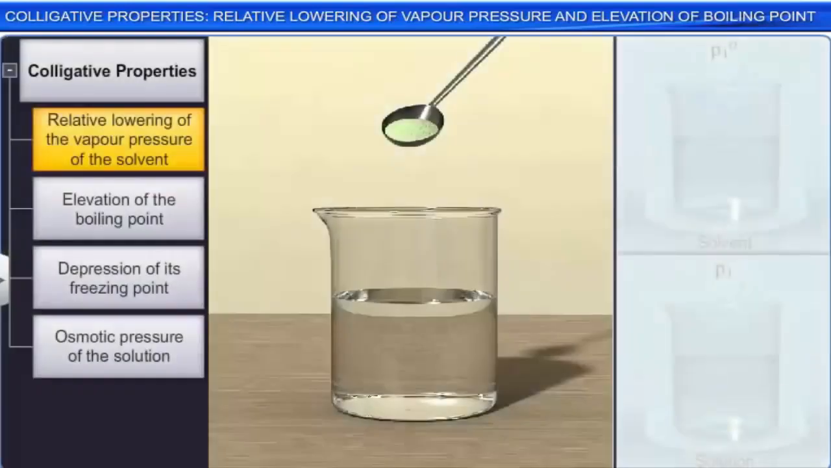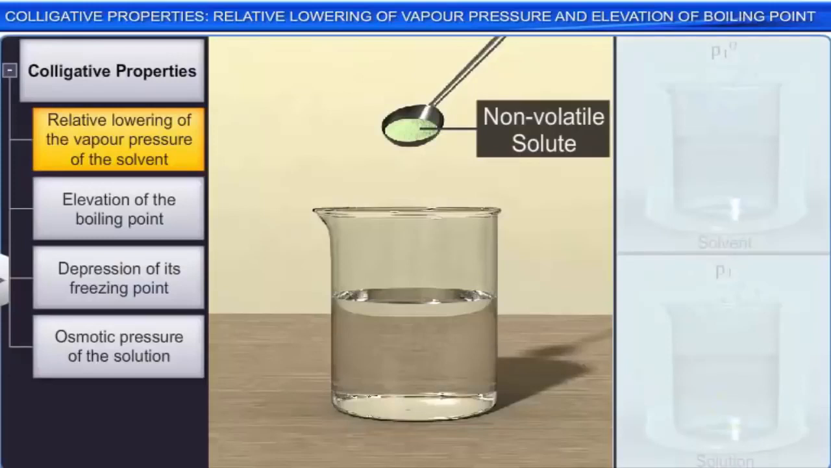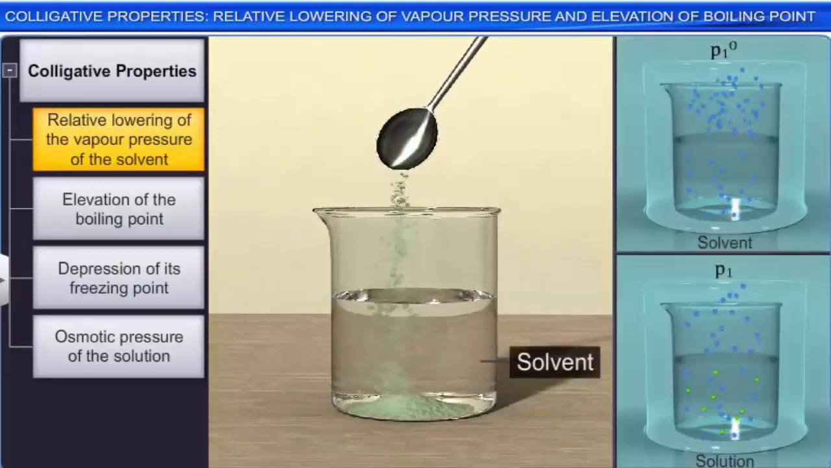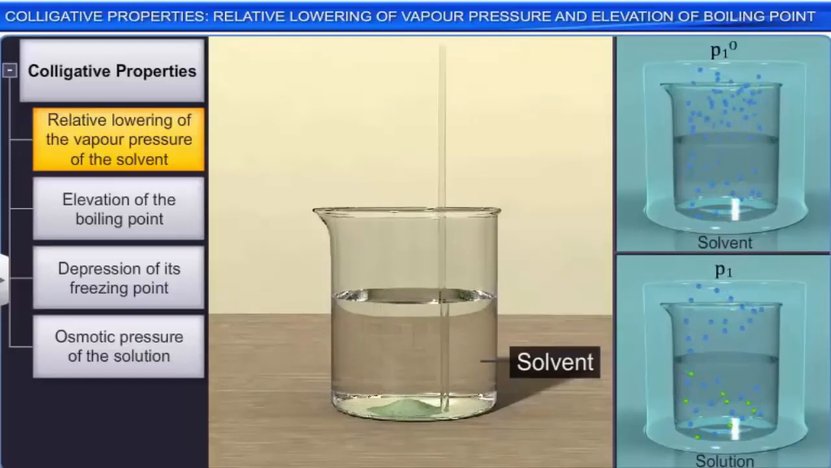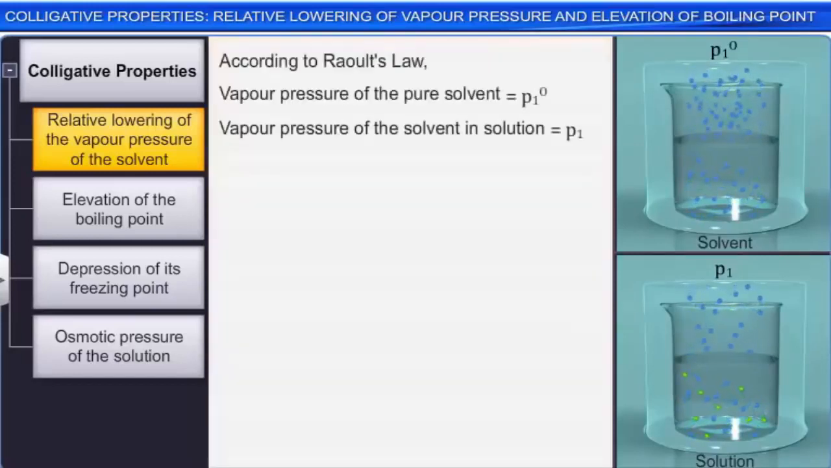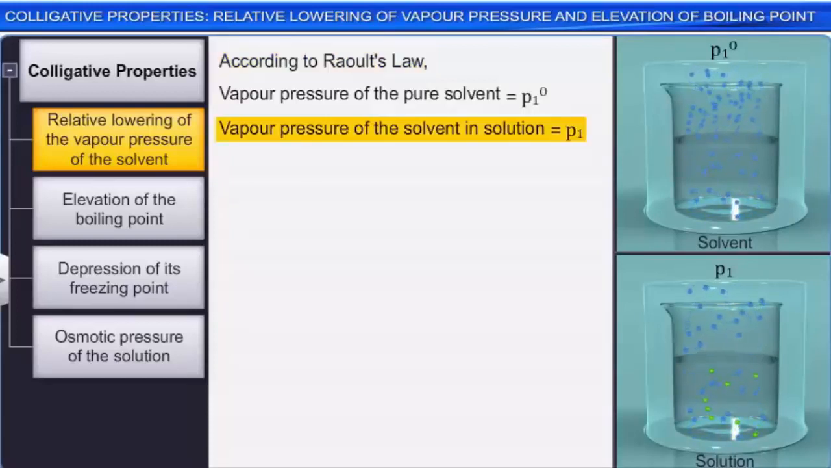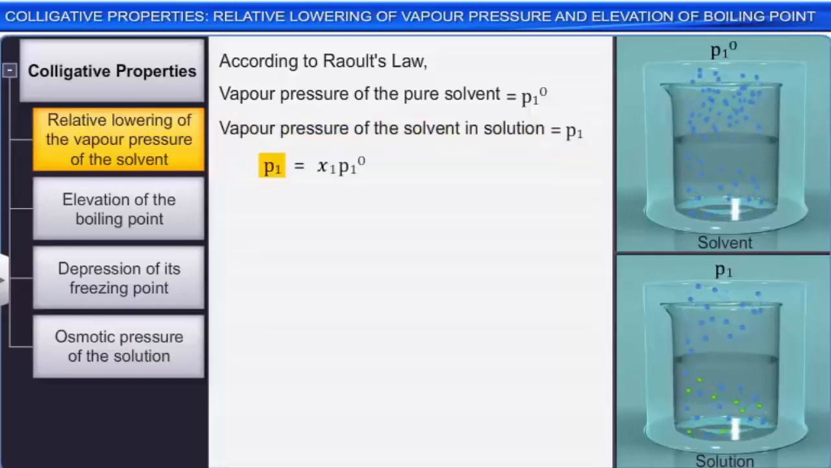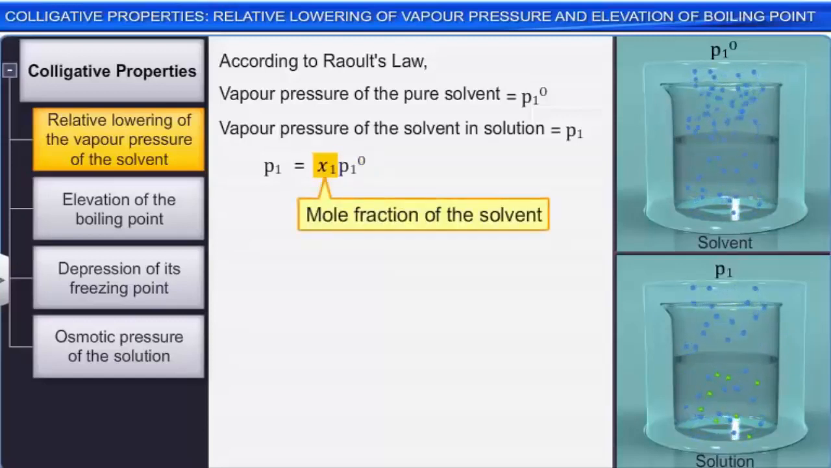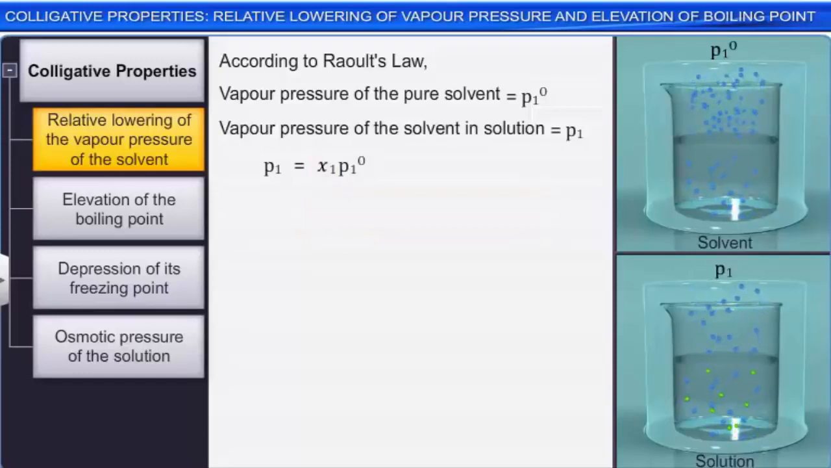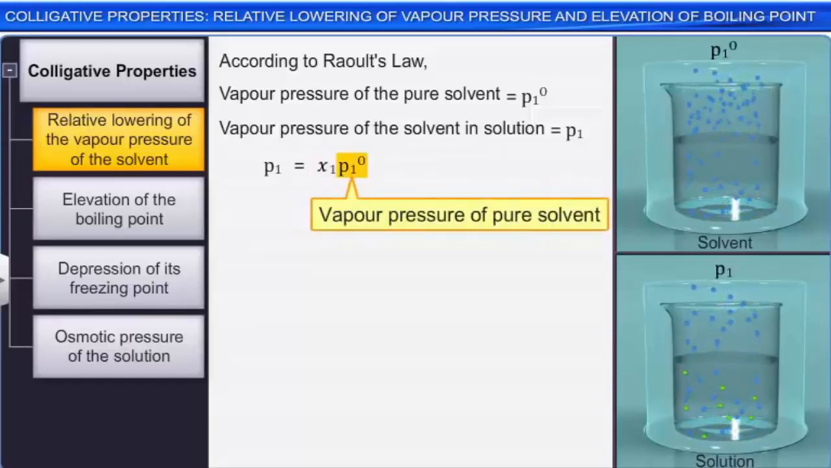We know that when a non-volatile solute is added to a solvent, the vapor pressure of the solution decreases. According to Raoult's law, the vapor pressure of a solvent, P1, in a solution containing a non-volatile solute is given by P1 = X1 × P1⁰, where X1 is the mole fraction of the solvent and P1⁰ is the vapor pressure of pure solvent.